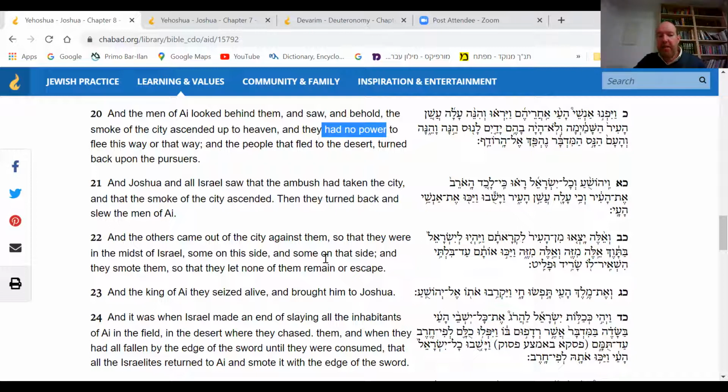So basically, the Israelites surrounded and attacked the people of Ai from both sides. Joshua fleeing now turns around, begins to give chase, and now the people from the city, from above, are giving chase. And basically, the people of Ai were cornered right between the two forces in the Israelite camp, on this side and on that side, and they smote them so that they let none of them remain or escape. Nobody survived this. And the king of Ai they seized alive and brought him to Joshua.